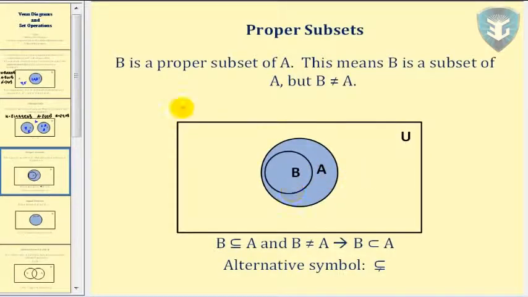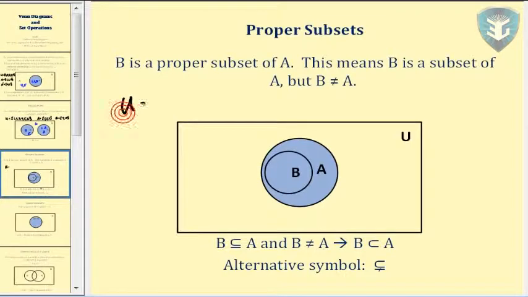In this diagram, B is a proper subset of A. This means that B is a subset of A, but B does not equal A. Using the symbols discussed in the previous video, we could say that B is a subset of A, and B does not equal A, therefore B is a proper subset of A. And instead of using this symbol for a proper subset, sometimes you'll see this symbol here used.